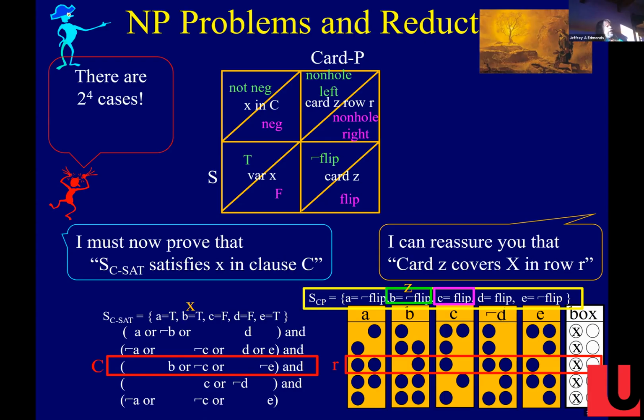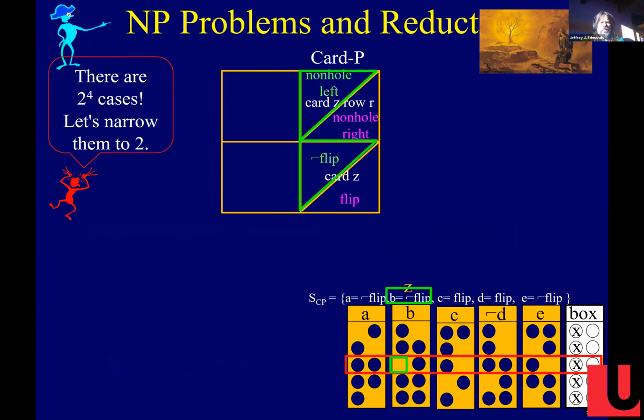And then the adversary gave us a clause. And we gave that clause to the card problem, which specified a row. And then the oracle gave us a card, and that gave us a variable. Anyway, so now we have all these various cases. All right, so we're going to narrow these cases down. There's way too many cases here. So we're going to try to narrow all the cases down to 2 cases.